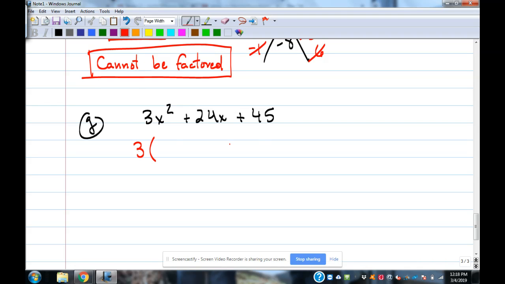3 parentheses x squared. Y'all said 3 went into 24 8 times. And how many times does 3 go into 45? It goes more than 3 times 5, which is 15. What times 3 gives me 45?